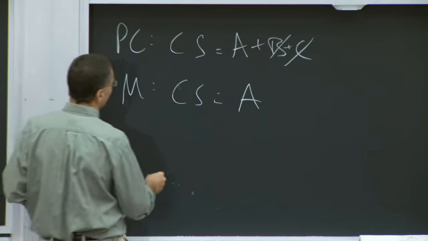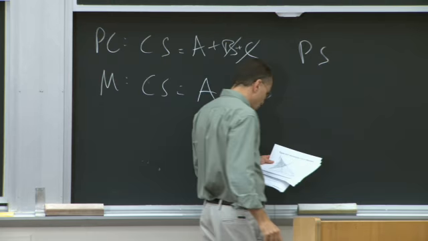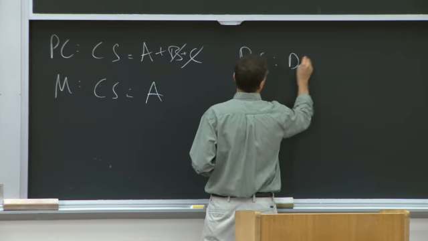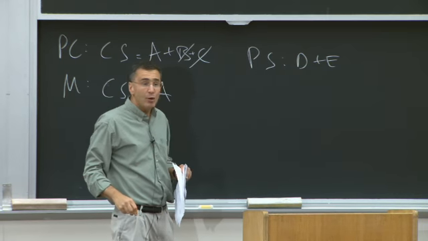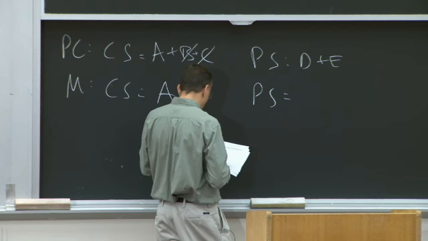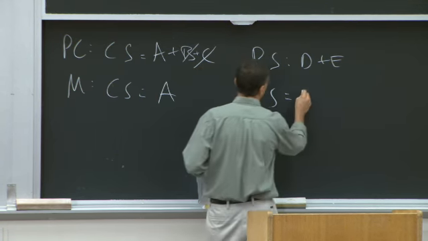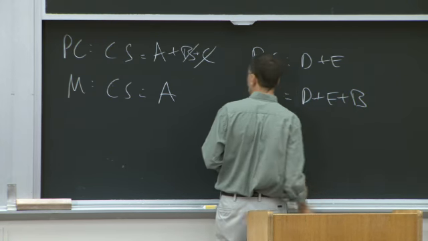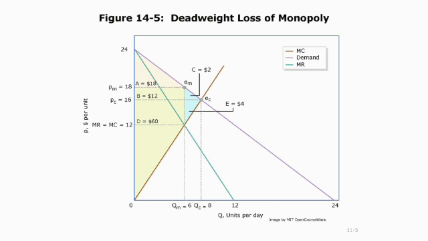Producer surplus under perfect competition was the area D plus E. Under the monopolist, producer surplus is D plus E plus B. So the monopolist in this case gained the rectangle B, but gave up the rectangle E. The consumer lost the rectangle B. That was a transfer from the consumer to the monopolist. But C plus E have disappeared.